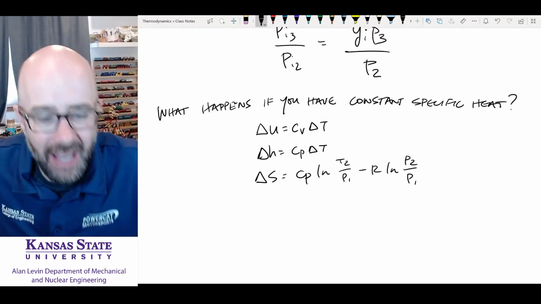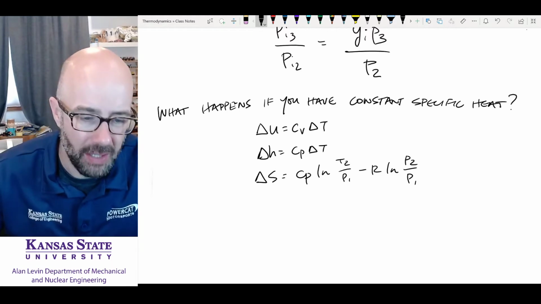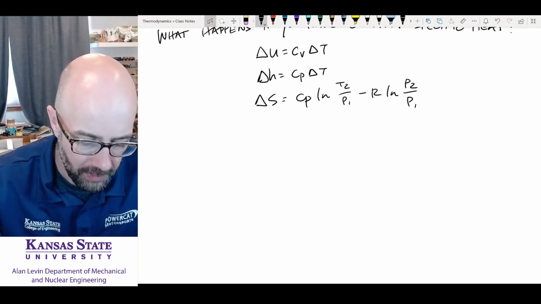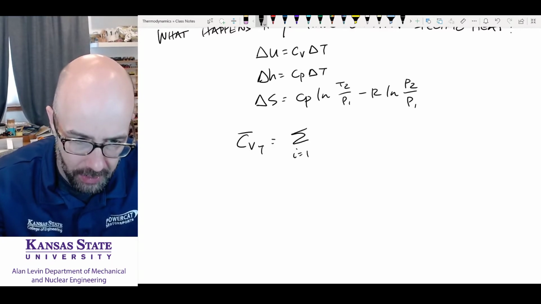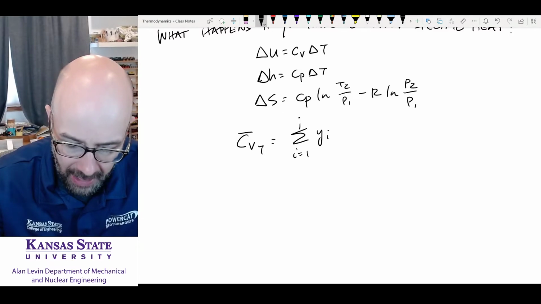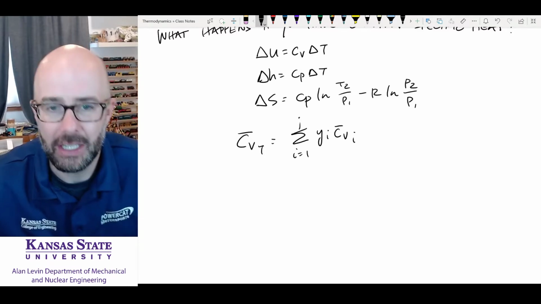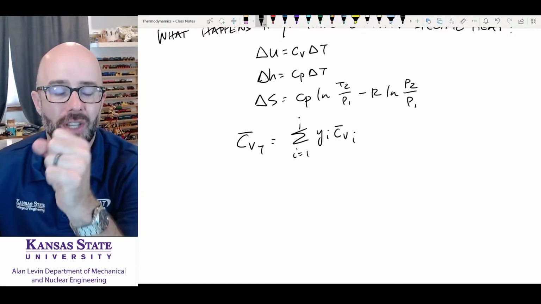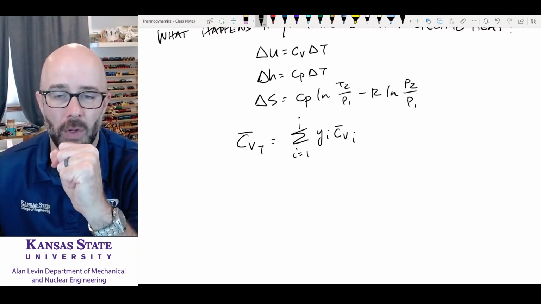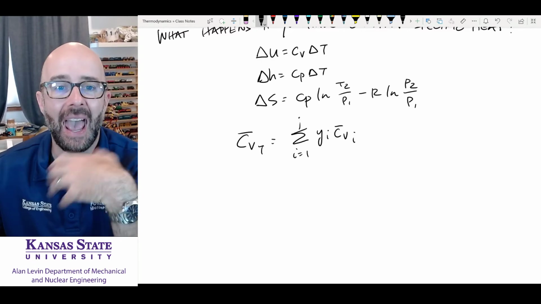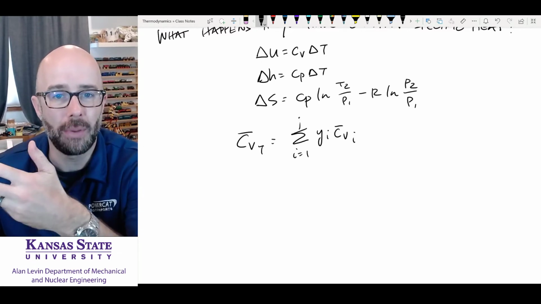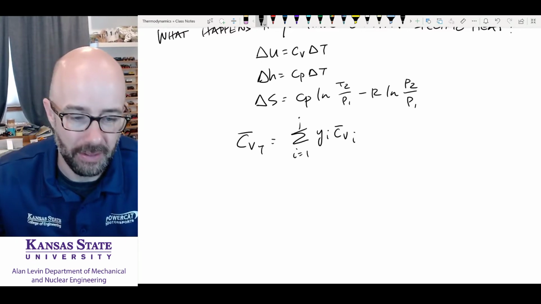What do we do in this case? Well, we could find that the molar specific heat total is equal to the summation of i equals 1 to j of Yi times C sub V i of each component. So you figure out the C sub V of a component. There's only 30% of that component, so I take 30% times that C sub V, and I keep adding that up with all the other components till I get the total.